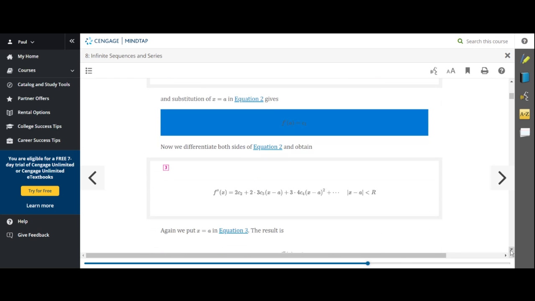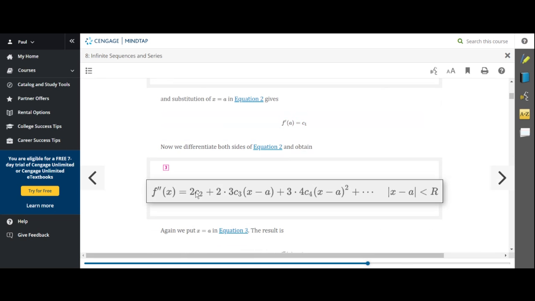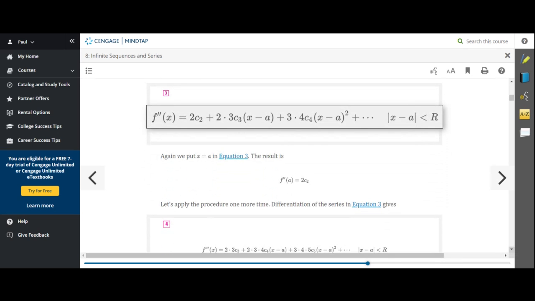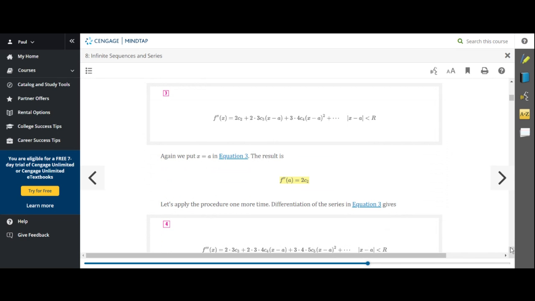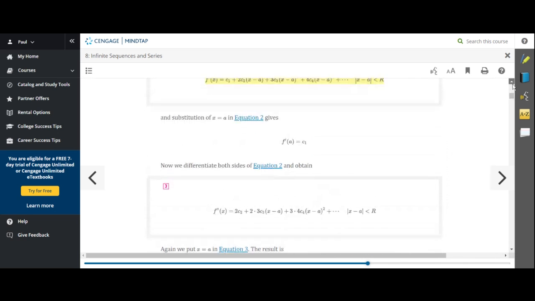And if we do that, then here's f double prime of x. Right here. Here it is. And we want to solve for C2, so I'm going to let x equal a. I'm going to substitute x equals a in equation 3 here. And the result is going to be that f double prime of a equals 2C2. So C2 will equal f double prime of a over 2. Right? That's going to be your next formula here.